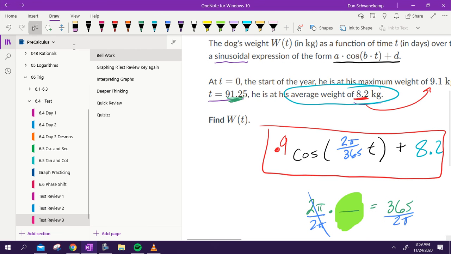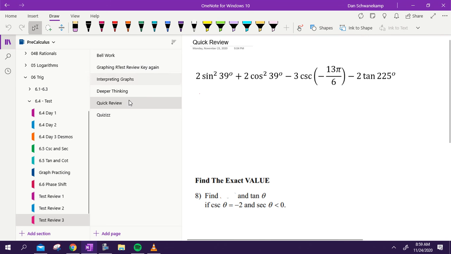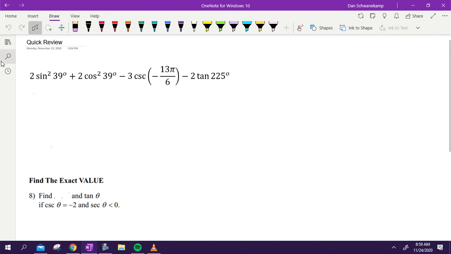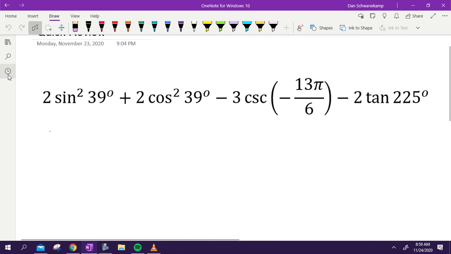So just some different practice problems. Let's see what we can do. Let's do this one right here. With your neighbor, evaluate that thing.